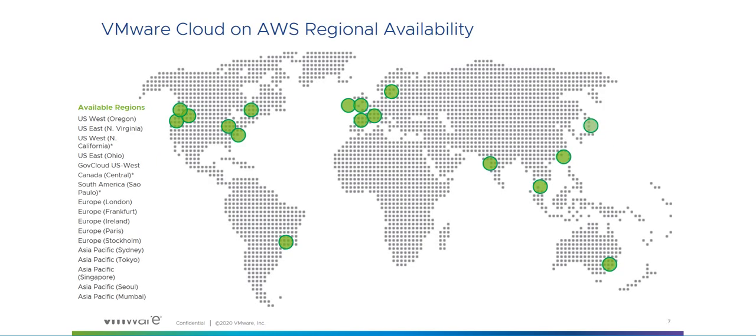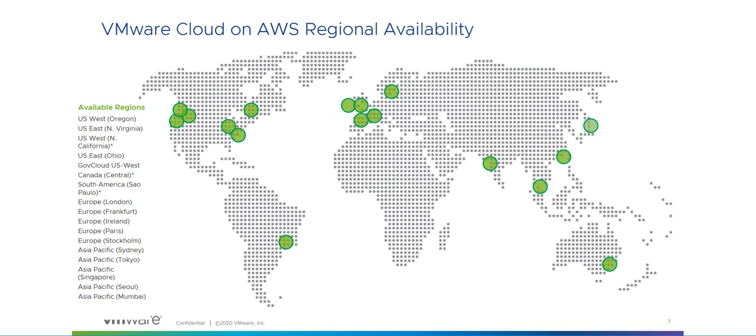So from a regional availability perspective, we are available in a number of regions around the world. So if you look at North America, for example, US East, Virginia, Ohio, US West and Northern California, Oregon, as well as Canada and GovCloud are all available. When you switch over to EMEA, we have Ireland, London, Frankfurt, Paris, and Stockholm available. And then in Asia Pacific, we have Mumbai, Singapore, Korea, Japan, and Sydney, Australia. And not to be forgotten, we also have Sao Paulo in South America.